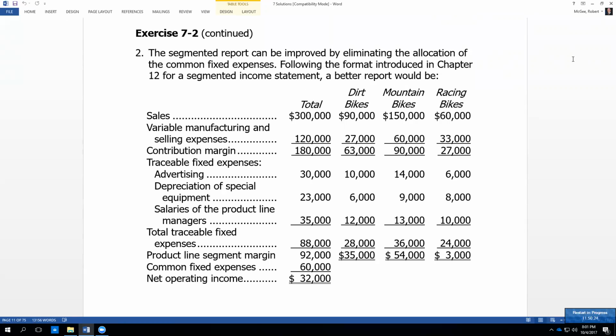Questions, comments? Okay. Number 3, make or buy, or outsource, or not.